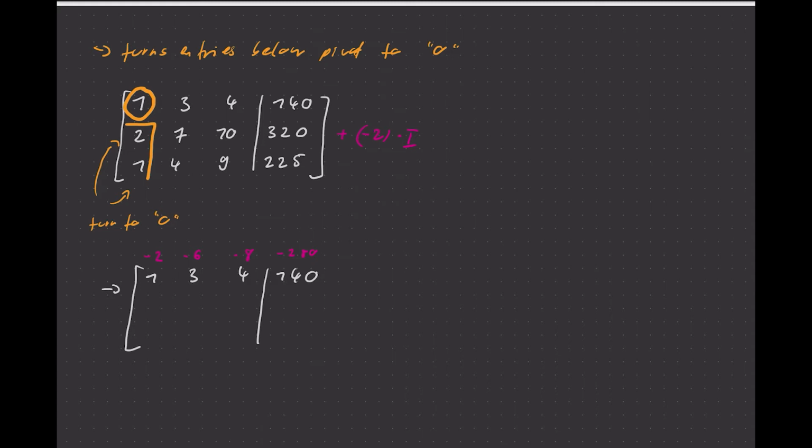And adding that to the second row then yields the following result. We get, well, 2 minus 2, 0. 7 minus 6, 1. And 10 minus 8 is 2. And for the right-hand side, 320 minus 280 is 40. Okay, so that's how we change the second row. Copy the third row for now, and we'll do that in the next step.